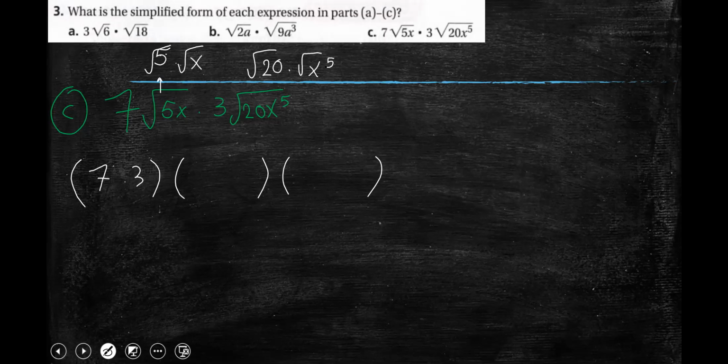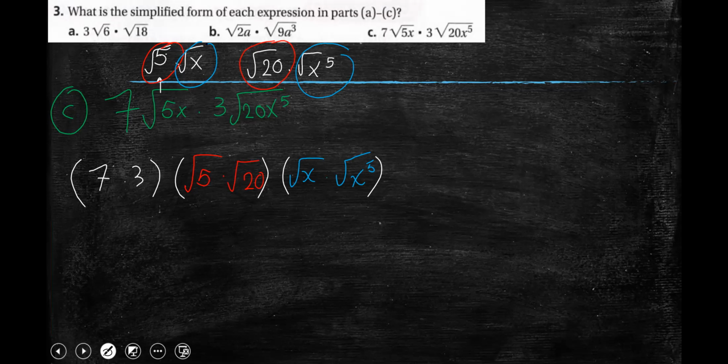Yes. So I will put now in the second bracket square root of 5 times square root of 20. In the last part, I will put square root of x and square root of x to the power 5. Which are they? This one and this one. Is it clear now? Yes, teacher. Okay.